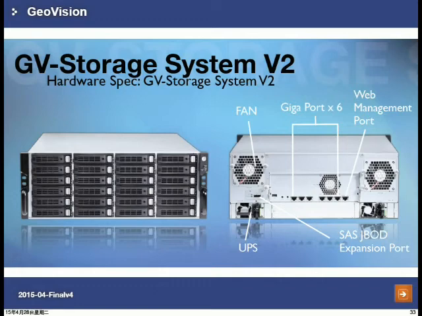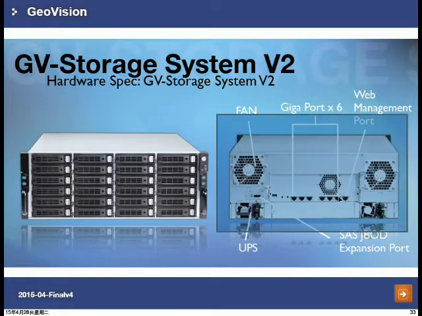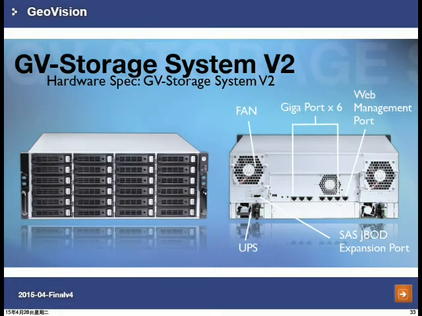And this is exactly how the front panel and rear panel look. As you can see, this is the rear panel of the GV Storage System V2. These 6 gigabit ports are for data transmission. We have 6 ports here, and each port supports 1 gigabit. And this is a web management port for you to do the configuration, to build your RAID and stuff like that.